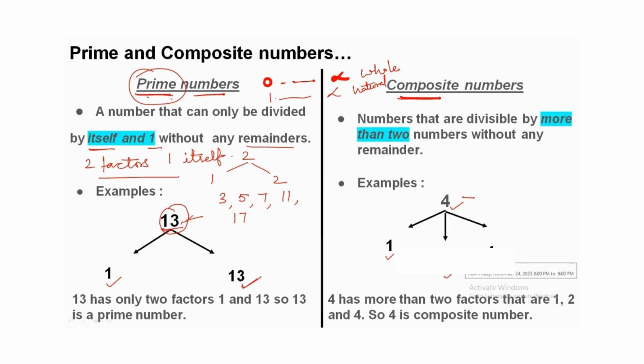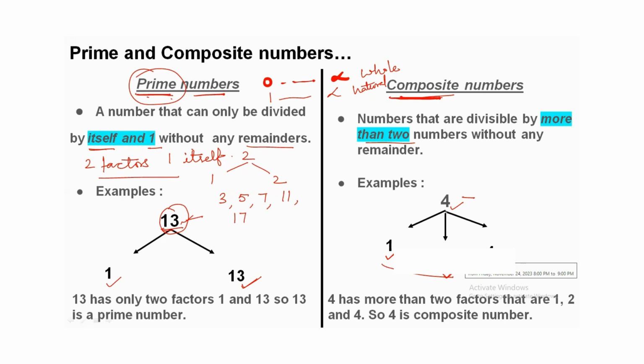After prime numbers, we have composite numbers. So what are composite numbers? Composite numbers are just the opposite of prime numbers. Numbers that are divisible by more than two numbers are known as composite numbers. As I have already told you about 4, 4 comes in the table of 1, 2, and 4. As you can see, 4 is divisible by more than two numbers.